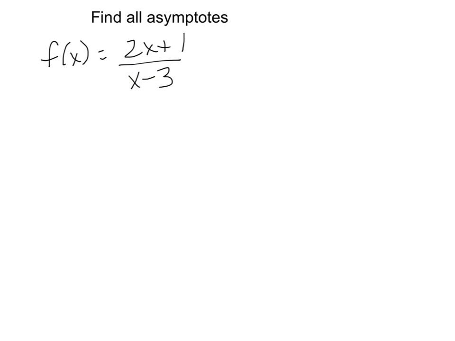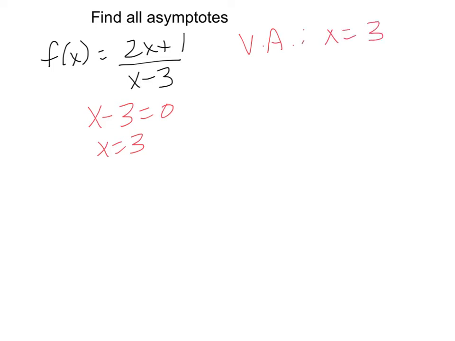Okay, let's find all of our asymptotes on this guy. I have f of x is equal to 2x plus 1 over x minus 3. So the first thing we want to look for is a vertical asymptote. And where is that? x minus 3 equals 0, so you add 3, good. So x is equal to 3. I have a vertical asymptote at x equals 3.